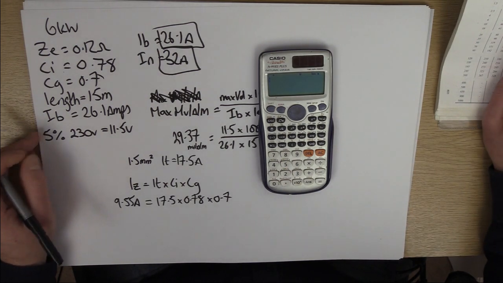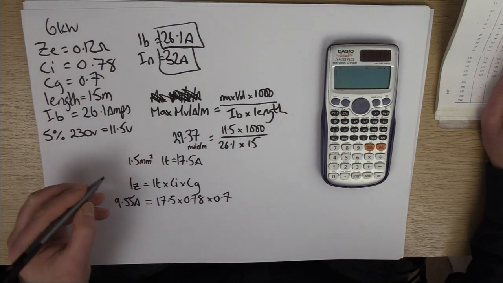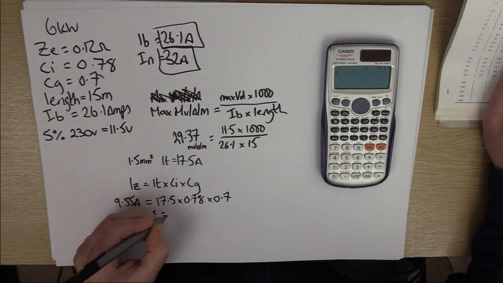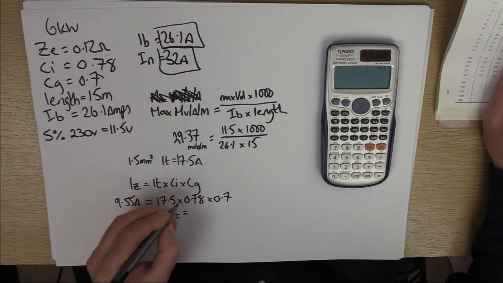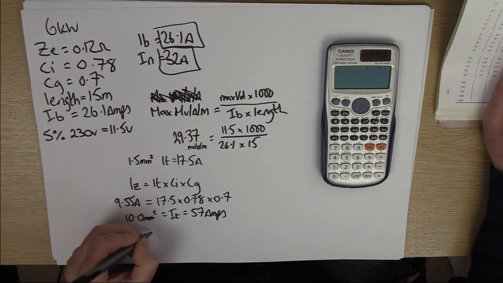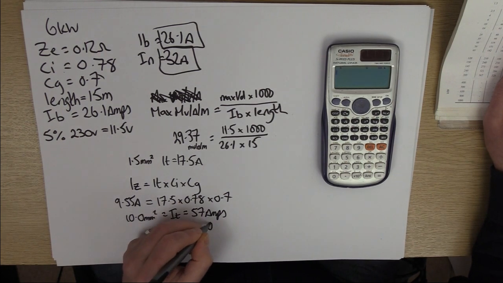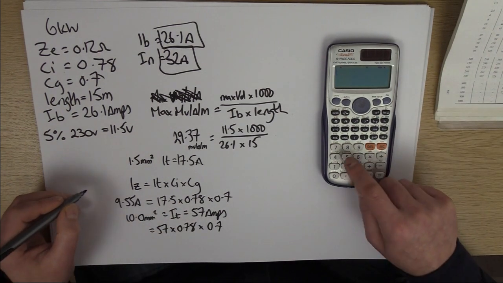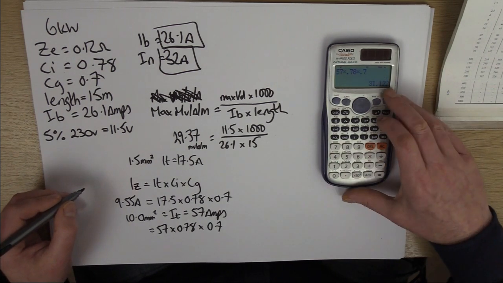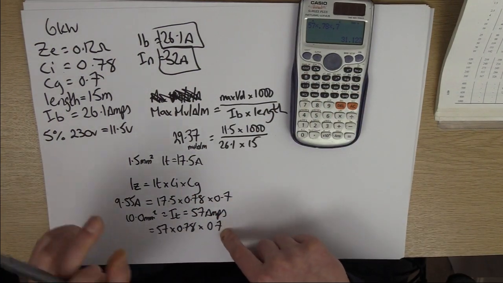No good. So we'd go up to a sensible size. Well, let's go up to 10 mil, because we know that was fairly close. Let's just see how close it would be. So the IT of 10 mil then, 57. So let's start again. 57 times 0.78 times 0.7. What do we get? 31.12.